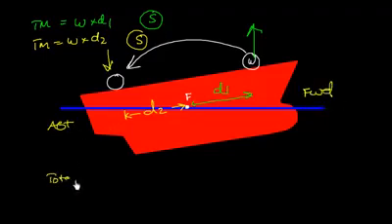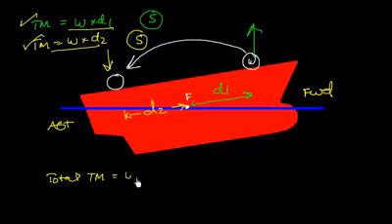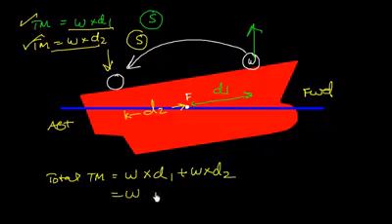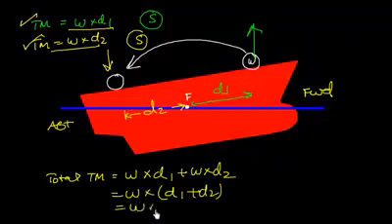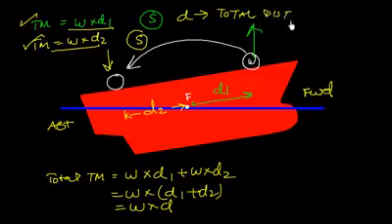Well, the total trimming moment is going to be this plus this. Let me add. So I get W into D1 plus W into D2, or simply W into D1 plus D2, or simply W into D. Well, what is D here? In case of shifting, D is the total distance. Let me write here: D is the total distance shifted.